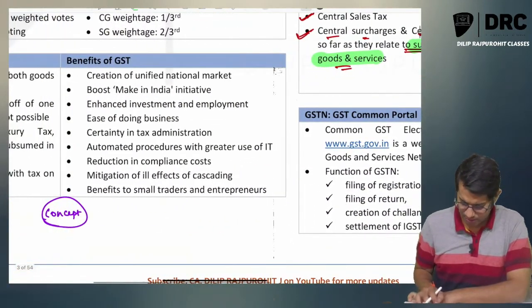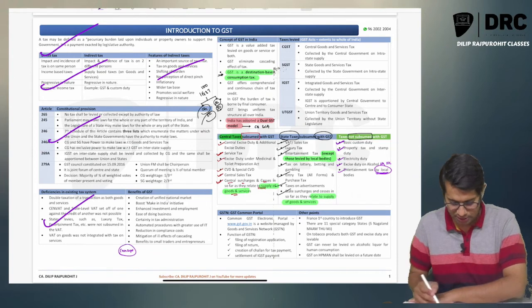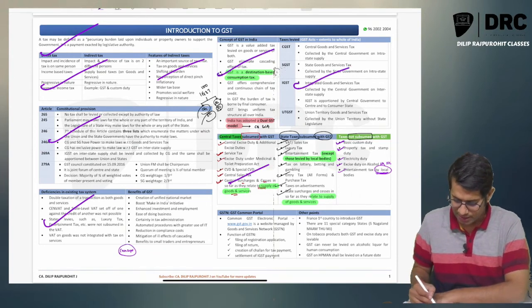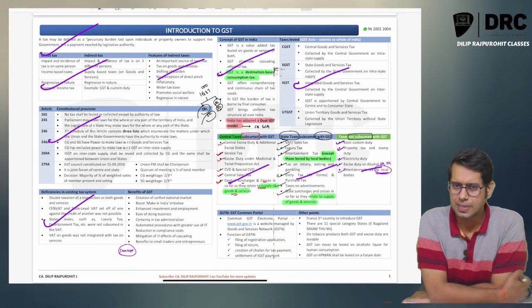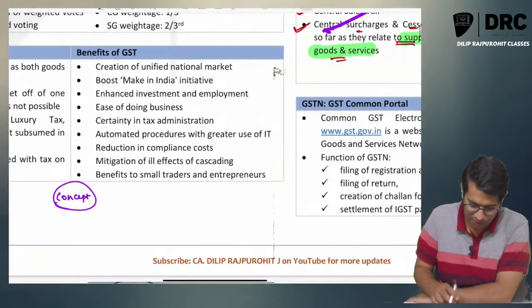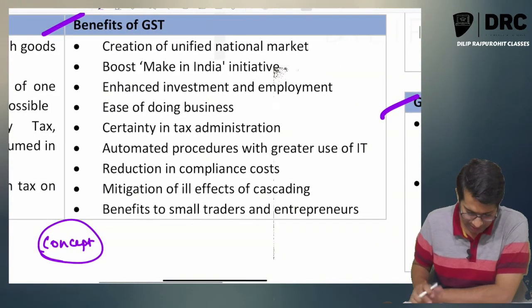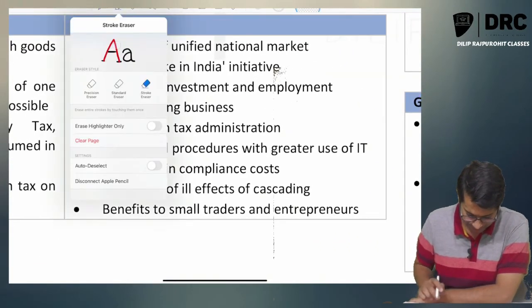Now, so we have discussed what we mean by tax, types of taxes, constitutional provisions, deficiencies, the concept of GST, inter and intrastate supply, and the taxes which are subsumed within GST law and the taxes which are not subsumed within GST law. Now two more discussions are pending. One is benefits and the GST common portal. Again, it is theoretical. The first chapter is completely theory.